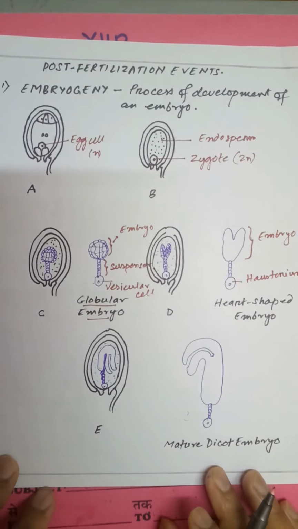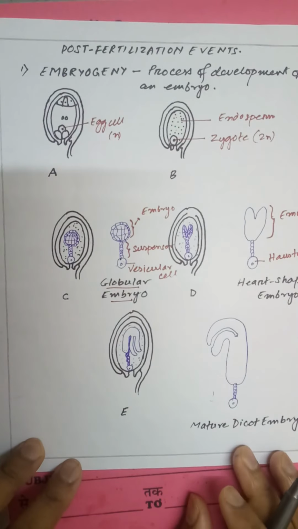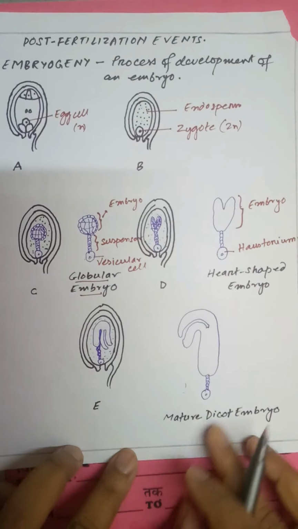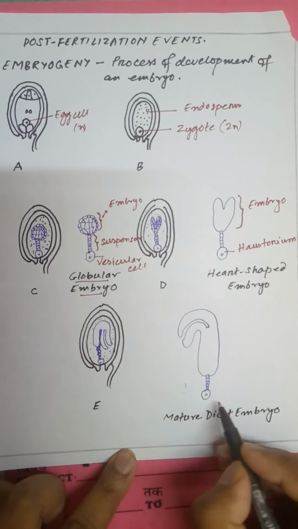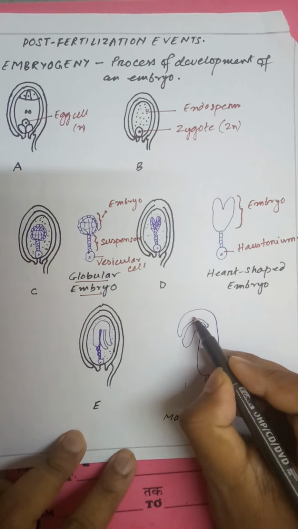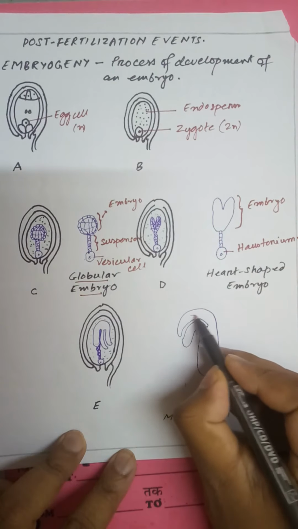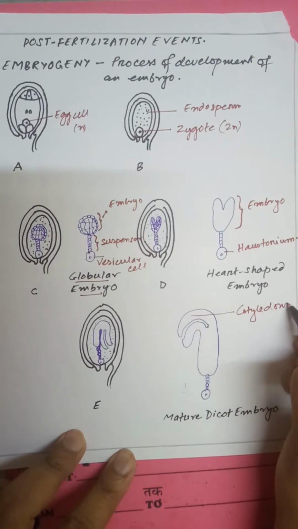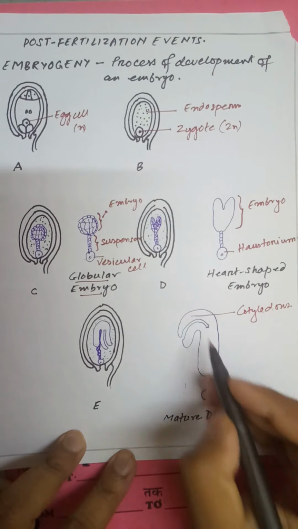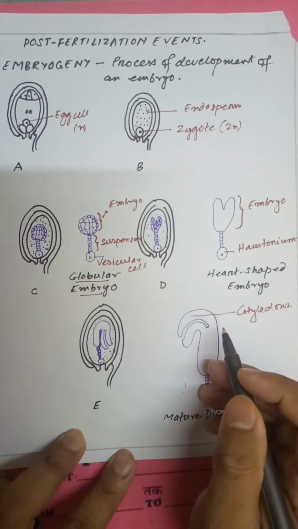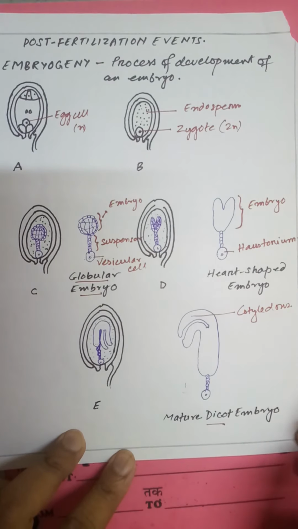If you look at figure E, figure E shows a mature embryo. Now you see the development here. The mature embryo, I have drawn it outside here. This is the mature embryo. Here you can easily find the cotyledons. These two are the cotyledons. You can find two cotyledons, hence you can easily guess that this embryo is, obviously, of a dicot. In case of a dicot embryo, we find two cotyledons.